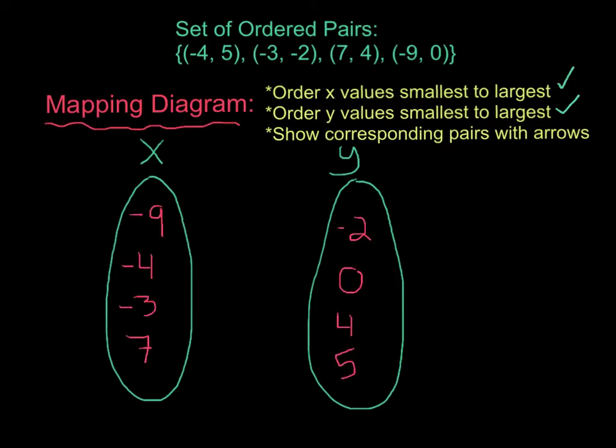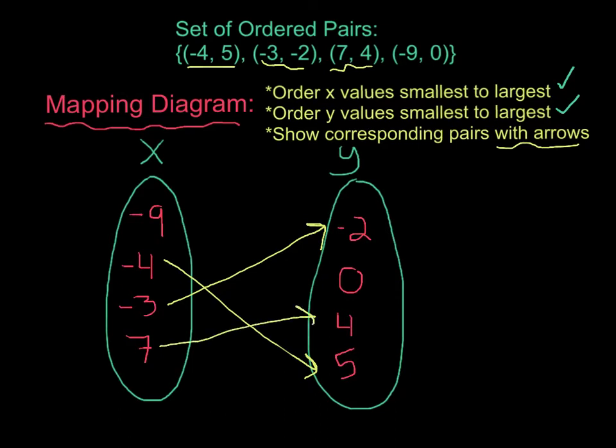Here are all of my x and my y values listed smallest to largest, and then I need to show their correspondence with arrows. My first point, negative 4, 5. Negative 4 matches with 5. Negative 3, negative 2. Negative 3 matches with negative 2. 7, 4. 7 matches with 4. And negative 9, 0. Negative 9 matches with 0. So there's my mapping diagram.